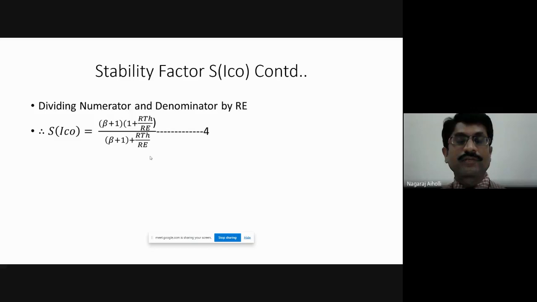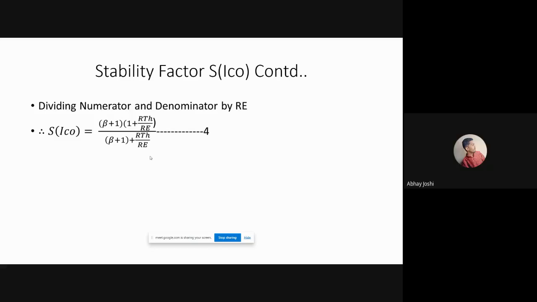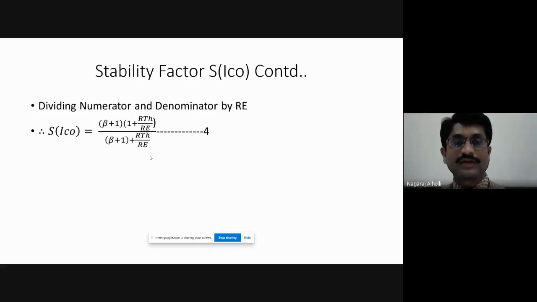Abhay, is it understood? Yes, sir. Derivations understood? In the next class, I will be deriving the other stability factors, that is S of VBE and S of beta, for the voltage divider bias circuit. That we will take up in tomorrow's class. Thank you.